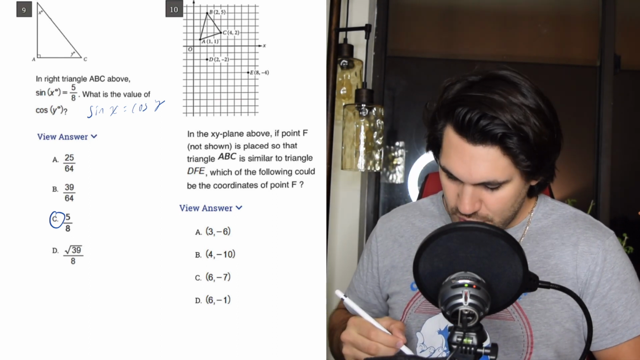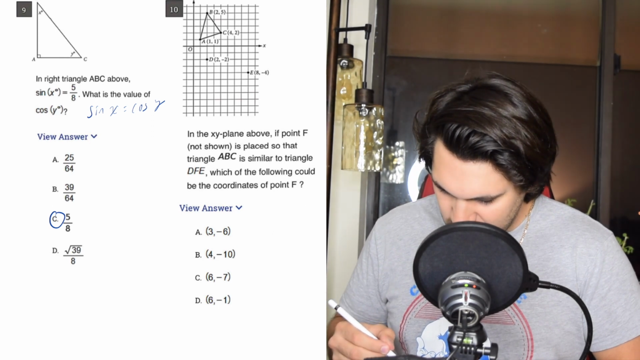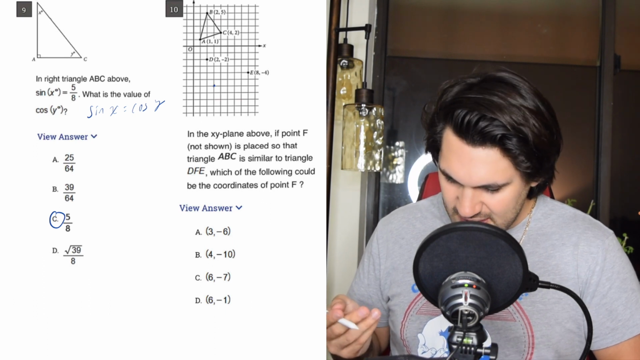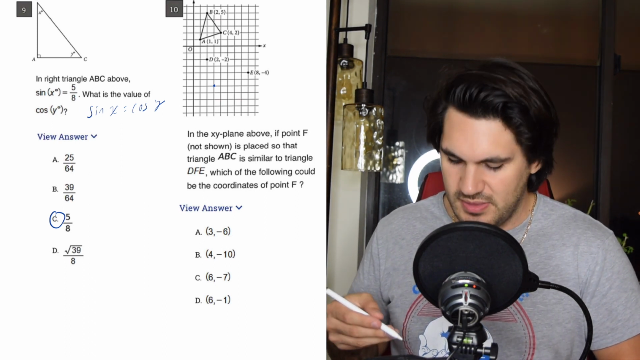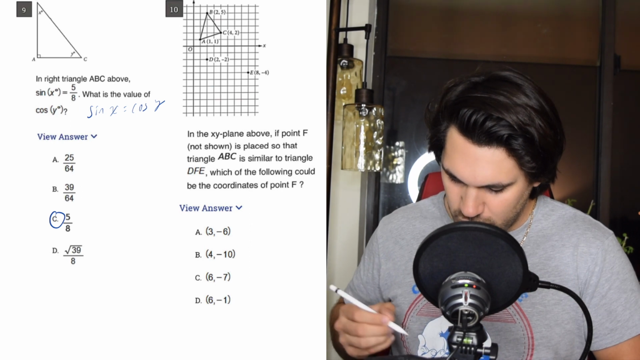So let's see. 3, -6. Well, the point 3, -6 would be over here. 1, 2, 3, 1, 2, 3, 4, 5, 6. It will be right over here. And when I'm looking at it, the two triangles don't look the same, right? When you put the point there. So I'm going to say that 3, -6 probably isn't it, so I'm going to cross it off.